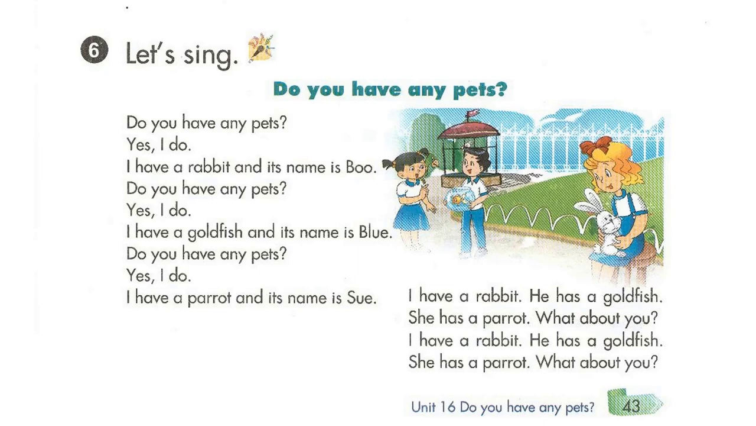Do you have any pets? Yes, I do. I have a rabbit and its name is Boo. Do you have any pets? Yes, I do. I have a goldfish and its name is Blue. Do you have any pets? Yes, I do. I have a parrot and its name is Sue. I have a rabbit. He has a goldfish. She has a parrot. What about you?